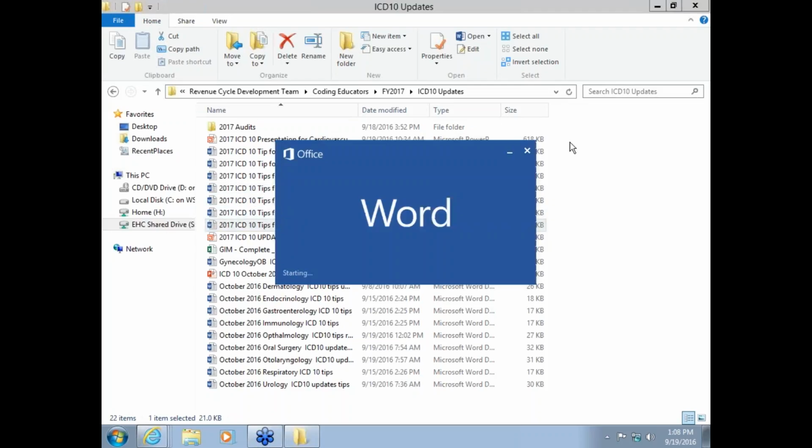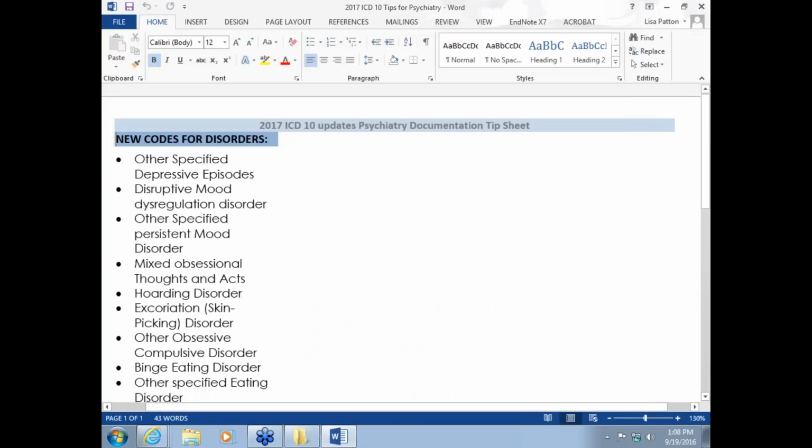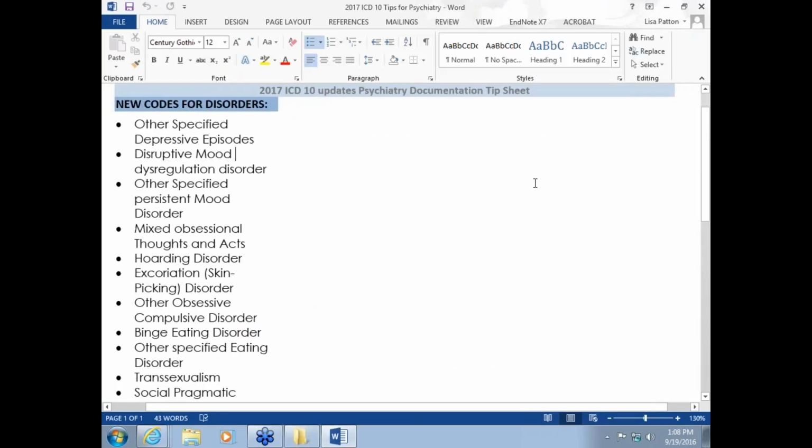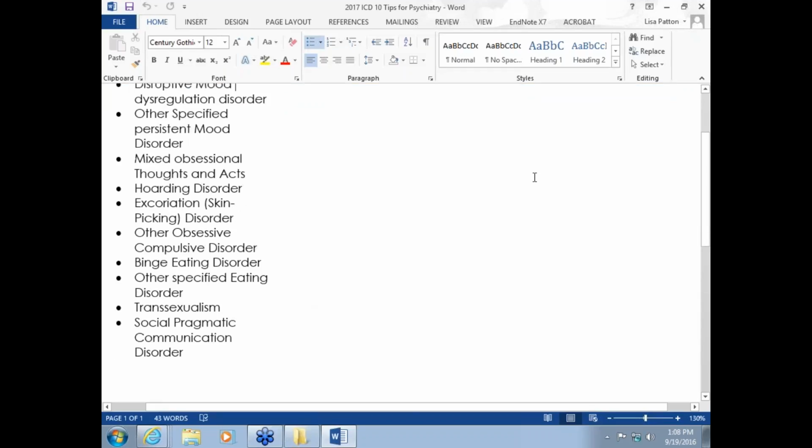For psychiatry, there's only 11 new codes, no new documentation. We have other specified depressive episodes, disruptive mood dysregulation disorder, other specified persistent mood disorder, mixed obsessional thoughts and acts, hoarding disorder, skin picking disorder, other obsessive compulsive disorder, binge eating disorder, other specified eating disorder, transsexualism, and social pragmatic communication disorder. That's the only changes in your psychiatry section.